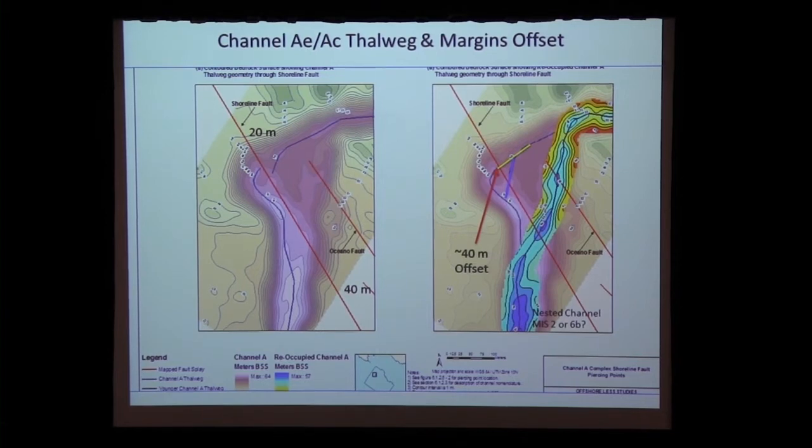This is an important point. This is something that I failed to mention, is that we have another nested channel in this same thing. This is a nested channel, and it is not offset by the shoreline fault. So this offset took place prior to the development of that channel and has not taken place since that channel was formed. Okay, and then that would be a third episode of occupation of this channel, yeah?